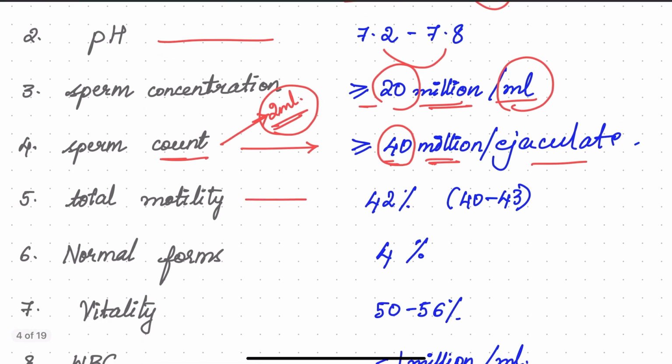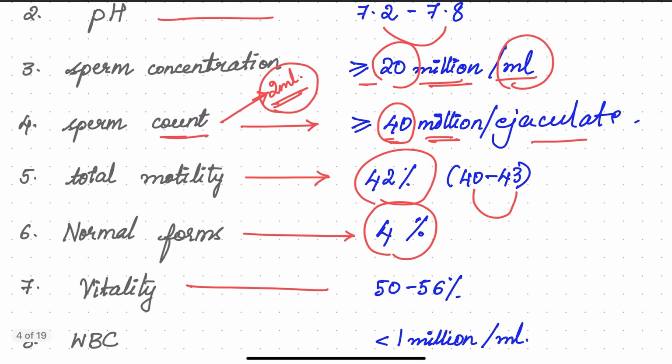Total motility: if you observe the semen sample under wet preparation of the microscope, among all the sperms that you see, at least 42% should be motile. The range is 40 to 43. Normal forms, that is normal morphology, should be at least 4%. Vitality means live sperms, which should be 50 to 60%.